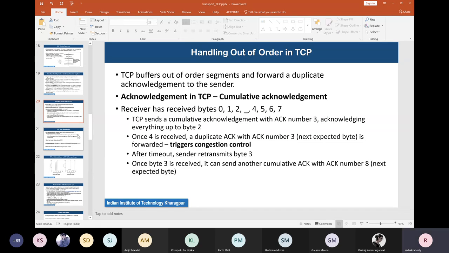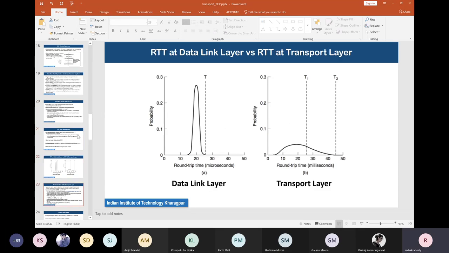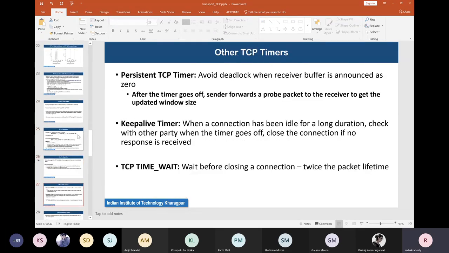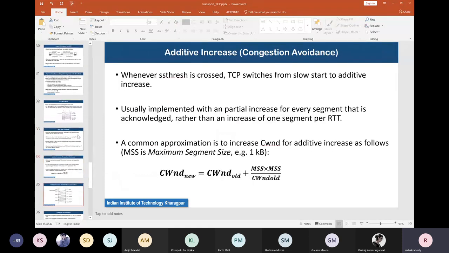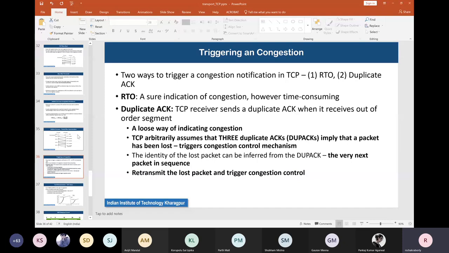4 is sent, it is received, it sends back asking for 3. 5 is received, it sends back another acknowledgement saying I'm asking for 3 again. 6 it receives, sends back an acknowledgement saying I'm asking for 3 again. It will keep on asking for 3 because it has not received that byte in sequence. This type of duplicate acknowledgements from the receiver is the sure sign that segments in between have got lost, and therefore there might be congestion.